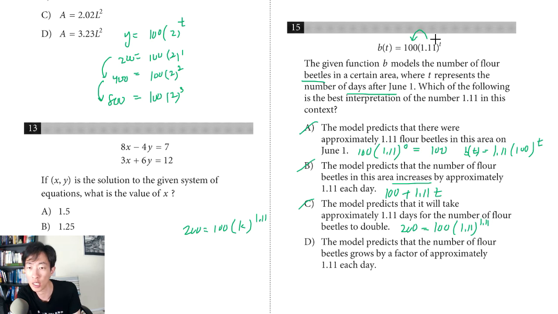Choice D, the model predicts that the number of flower beetles grows by a factor of approximately 1.11 each day. So yeah, that's exactly what we said, because what we're doing is we're starting out with 100, we're multiplying that population by 1.11, and that's actually the growth factor per day. Because back to the original example, if we had said that the beetles grow by a factor of 2 every day, we saw how that works. The only difference here is that the factor is not 2, it's 1.11, which just means that the growth is going to be a little bit smaller or slower. So D is the answer.